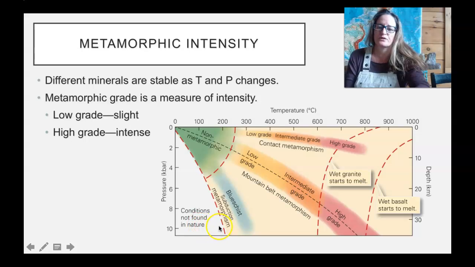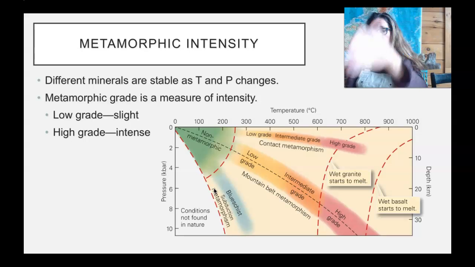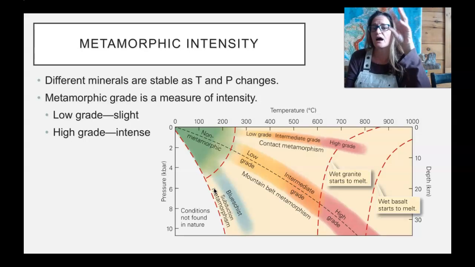The highest pressure ones are the subduction zone metamorphism rocks, like the blue schist facies. Those are going to occur at low temperatures and really high pressures. We can plot on this graph where our rock would fit.